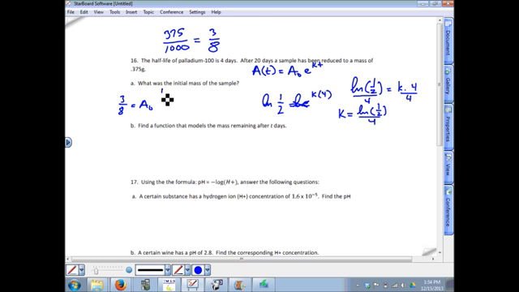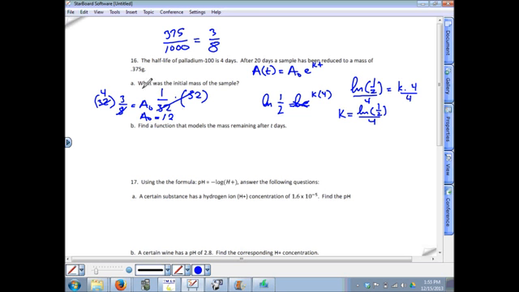1/2 to the 5th power is 1/32. And then if we multiply by 32 on both sides, those are going to cancel. Now we've isolated A sub 0. And then over here, 8 goes into 32 4 times. 4 times 3 means that A sub 0, the initial mass, is 12 grams.